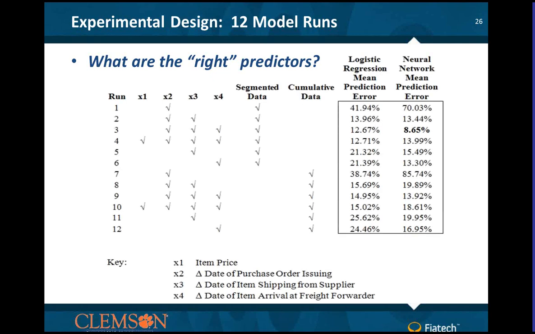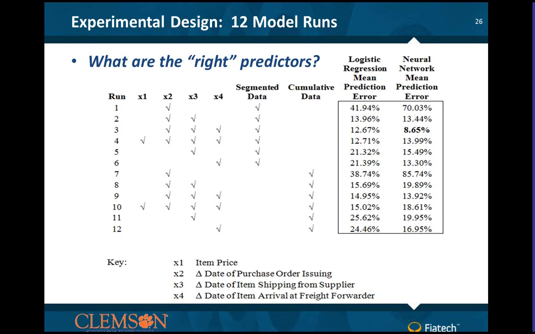So what you see here is our experiment of 12 different runs. And here I have the key for the predictors. Whether item price was included or not is a check mark. Whether or not the date the purchase order is issued is included is a check mark. So we ran different combinations of runs 1 through 6 that are using the segmented approach. Runs 7 through 12 are using the cumulative data approach. So we call this an experimental design.